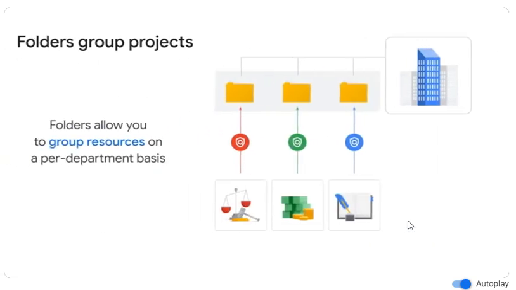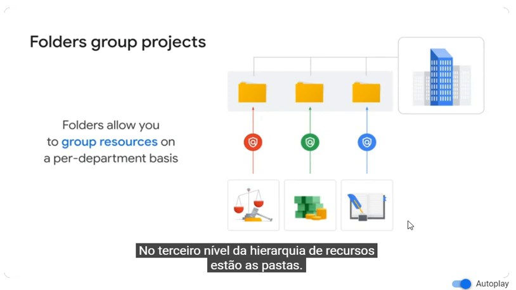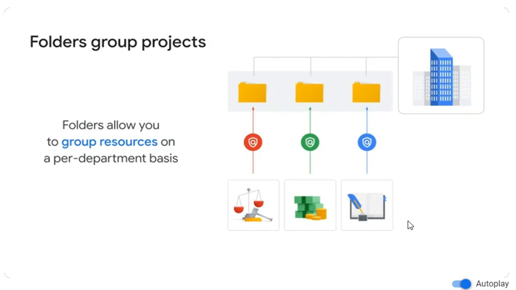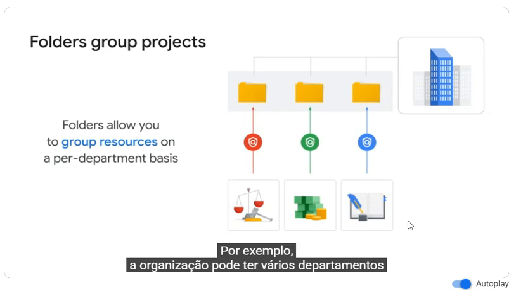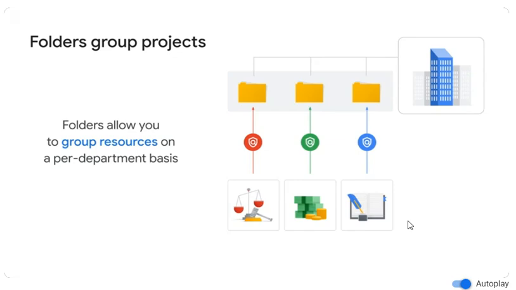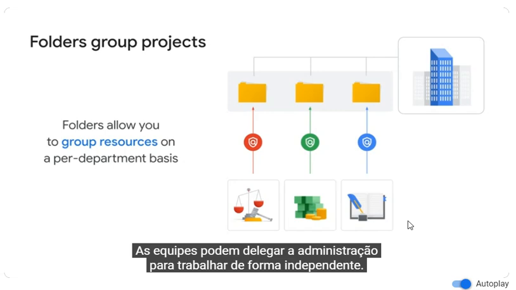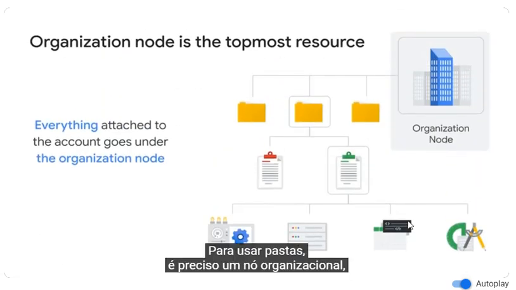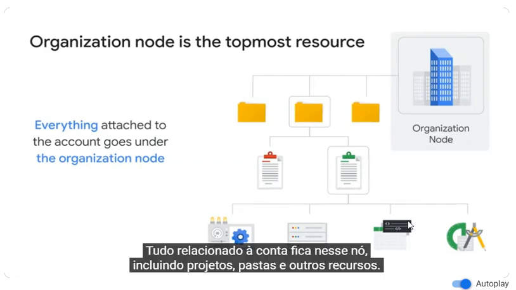The third level of the Google Cloud resource hierarchy is folders. You can use folders to group projects under an organization in a hierarchy. For example, your organization might contain multiple departments, each with its own set of Google Cloud resources. Folders lets you group these resources on a per-department basis. Folders give teams the ability to delegate administrative rights so that they can work independently. To use folders, you must have an organization node, which is the topmost resource in the Google Cloud hierarchy. Everything else attached to that account goes under this node, which includes projects, folders, and other resources.